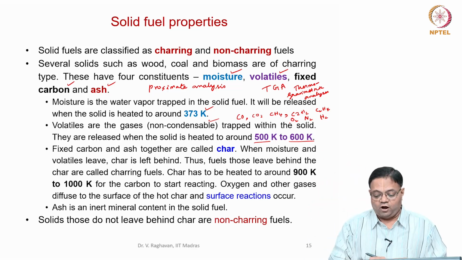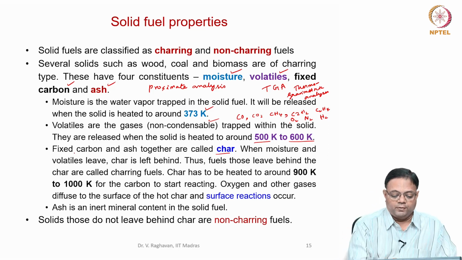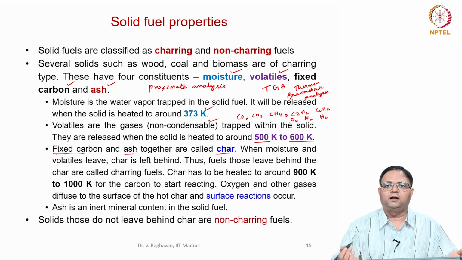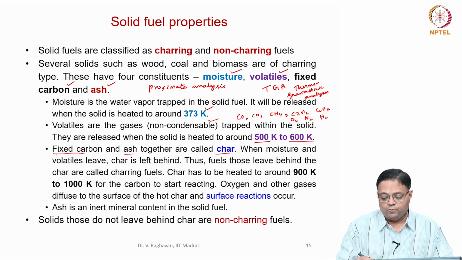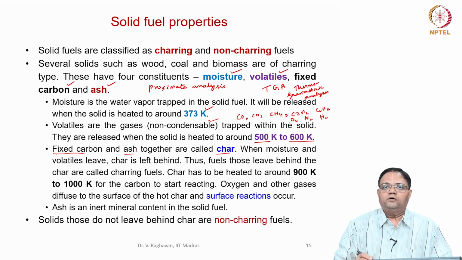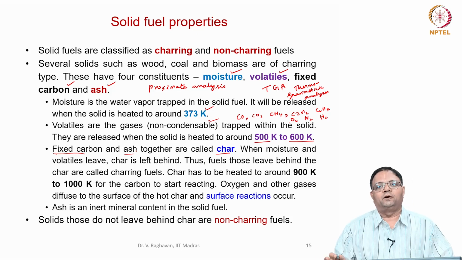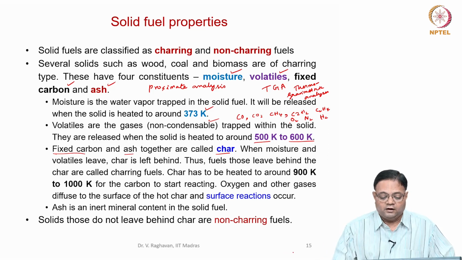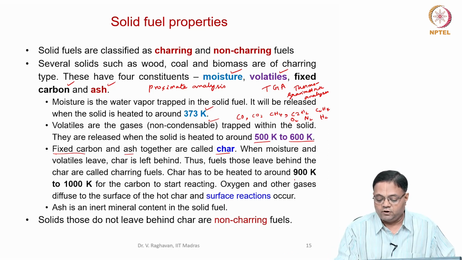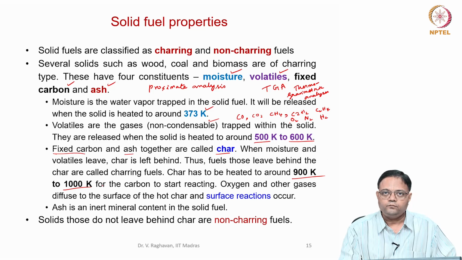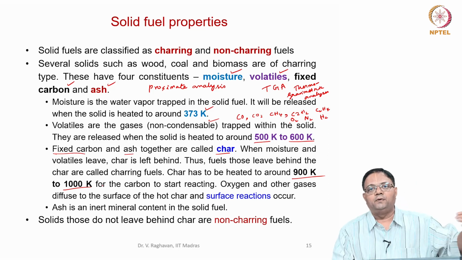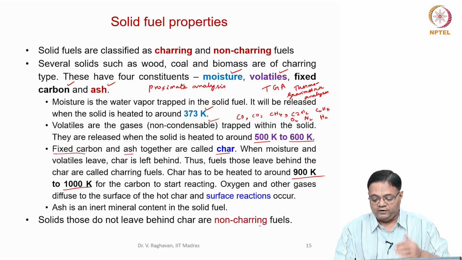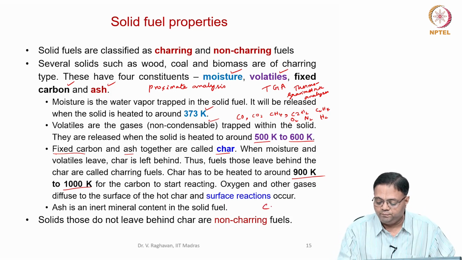Now what is remaining is the char, which is the combination of fixed carbon and the ash. Ash is mineral, silica, etc. So now the char, when you use a nitrogen environment, nothing will happen. The char will remain as char only because it will not react. But if you use an oxygen based environment like air, and the char is heated to about 900 to 1000 Kelvin, then oxygen from the ambient will diffuse to the hot char surface and surface reaction occurs, say C plus O2 giving CO2.